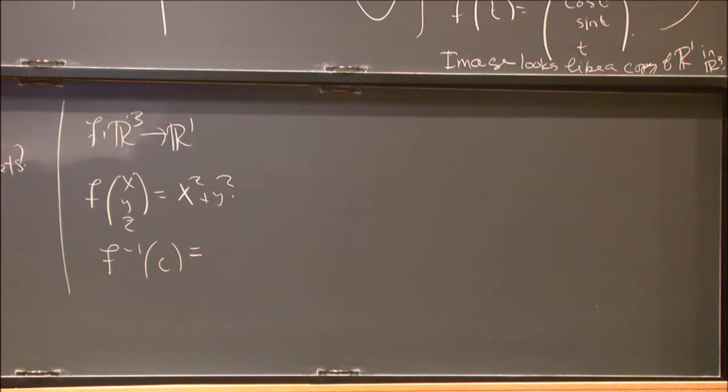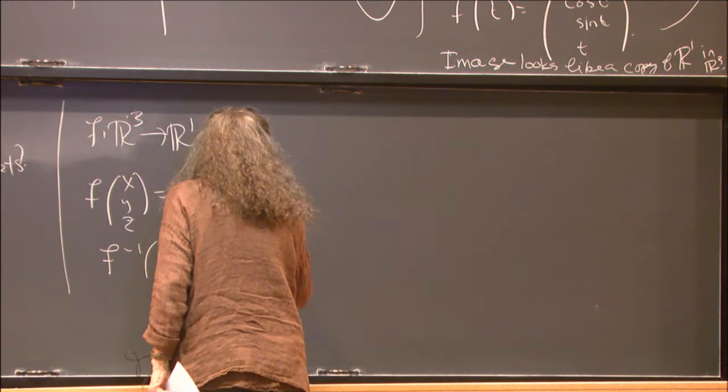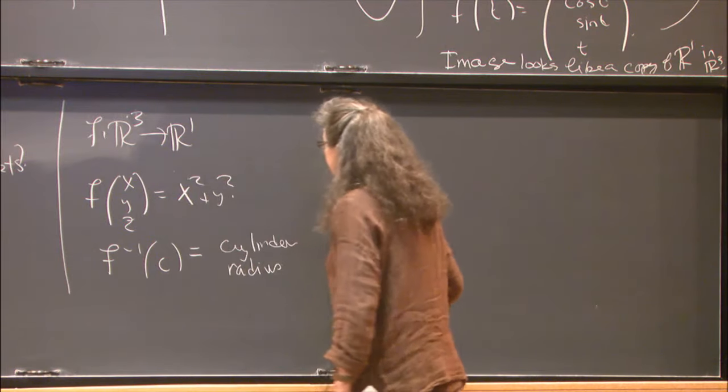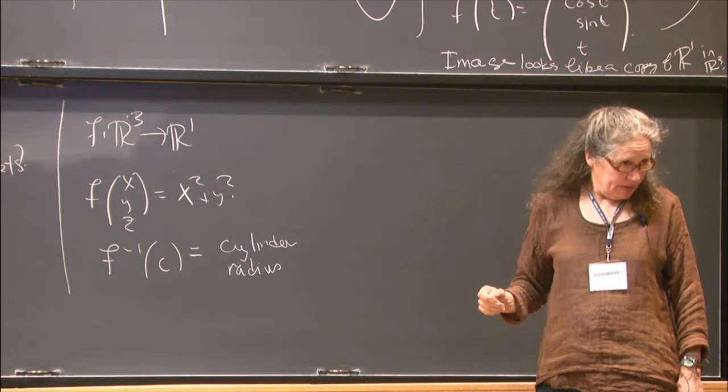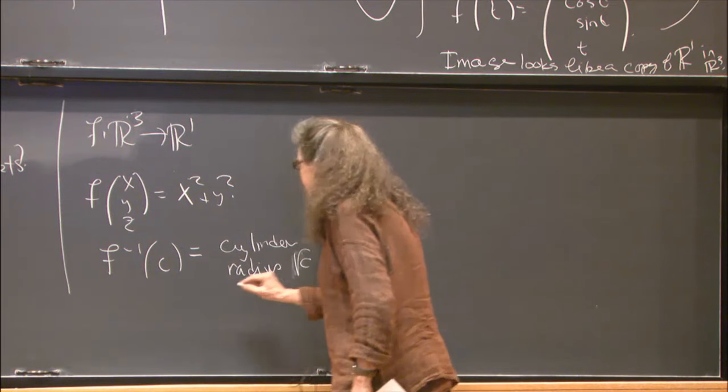What are the possibilities? Cylinder. It's a cylinder, right? It's a cylinder of radius what? The square root of C, I guess, right? Yes? Square root of C, if C is positive.